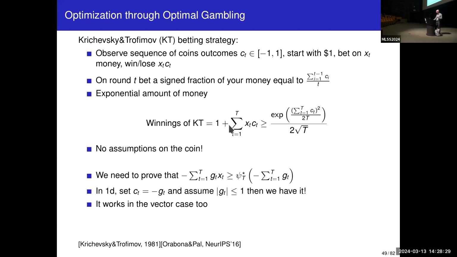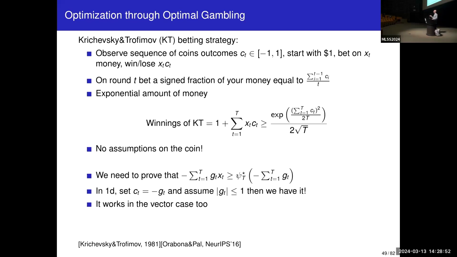The sign is not correct. So let me assign coins equal to minus gradients. The gradients, I assume that all of them are bounded by 1. And this function psi star turns out to be that exponential function that I showed you before. That's it. It's finished. This is the way in which we derived the parameter-free algorithm.